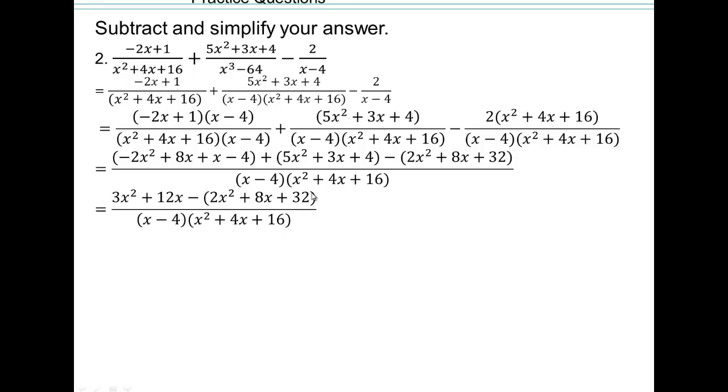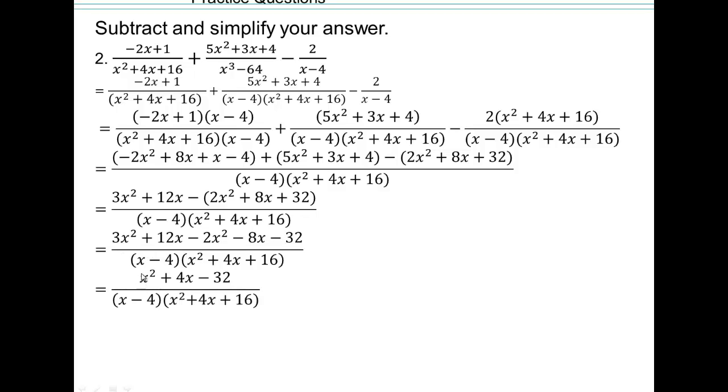Remember, this negative sign really means there's a -1 out here. Distribute -1 all the way across, and you'll end up with 3x squared plus 12x minus 2x squared minus 8x minus 32. Again, add like terms. 3x squared minus 2x squared gives us x squared, 12x minus 8x gives us plus 4x, and then minus 32. Now what? Pause the video here and see if you can factor x squared plus 4x minus 32 on your own.